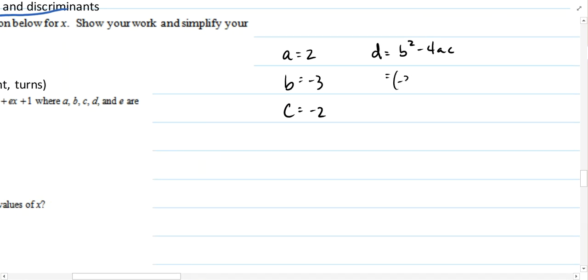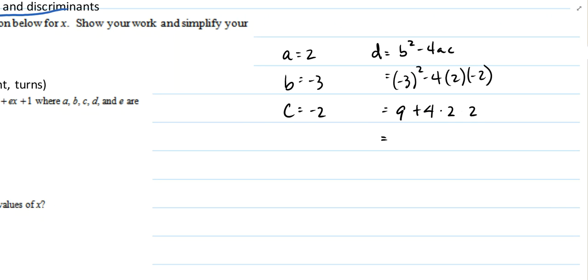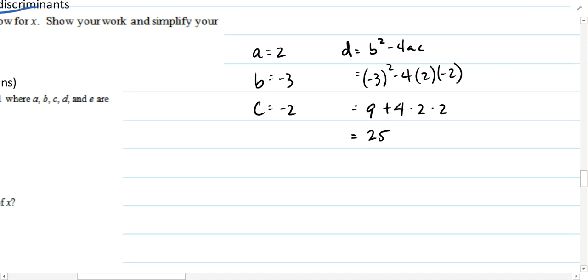The discriminant is going to have to be negative 3 squared minus 4 times 2 times negative 2. This turns into 9 minus 4 times 2 times 2, but this negative sign and this negative sign are going to turn positive. So it looks like my discriminant's positive. That means I'm going to have two real number answers. Let's go ahead and figure out what the discriminant is. Well, 4 times 2 times 2 is 8 times 2 is 16, so we've got 16 plus 9 is 25. Oh, that's kind of nice.